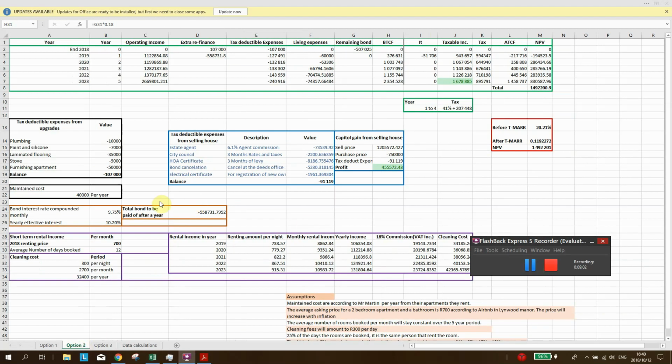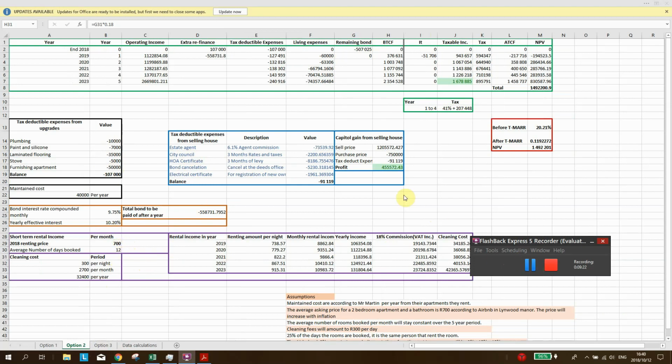This is option 2. It is almost exactly the same as option 1, except there's a 50,000 increase in the refinancing fee for finishing the apartment, and there are different commissions that are worked out. The apartment is rented out for 700 Rand a night, and on average 12 days a month.